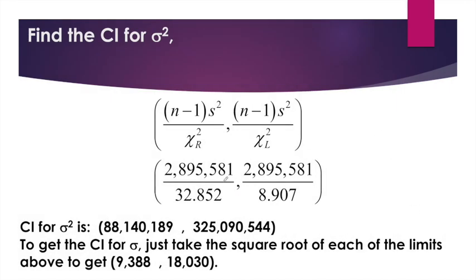Next, I'm going to substitute in my values, and I find that my confidence interval for sigma squared, our standard deviation squared, which is the variance, is these two big numbers right here. And to find the confidence interval for our standard deviation, we are going to take the square root of each of these above, and we get 9,388 to 18,030.